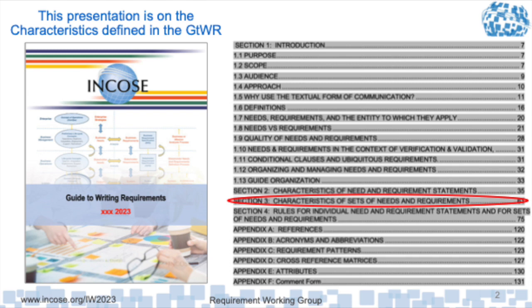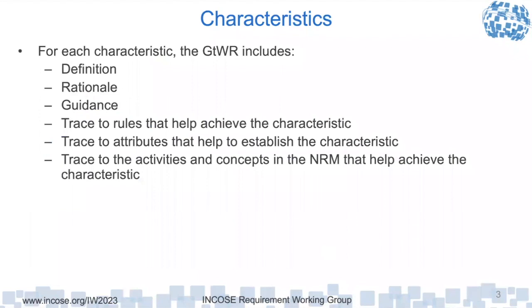And there's reasons for each characteristic. For each characteristic, the way the Guide for Writing Requirements is written, we have a definition of what we mean by the characteristic. We have some rationale why that characteristic is needed. Then we provide some guidance to help you meet that characteristic. Then we have a trace to the rules that help achieve that characteristic in section 4. We have a trace to attributes that help that characteristic. And those attributes are defined in detail in the needs and requirements manual, but we've added a one sheet listing those attributes and their names in the appendix to the Guide for Writing Requirements, so you don't have to be going back and forth.